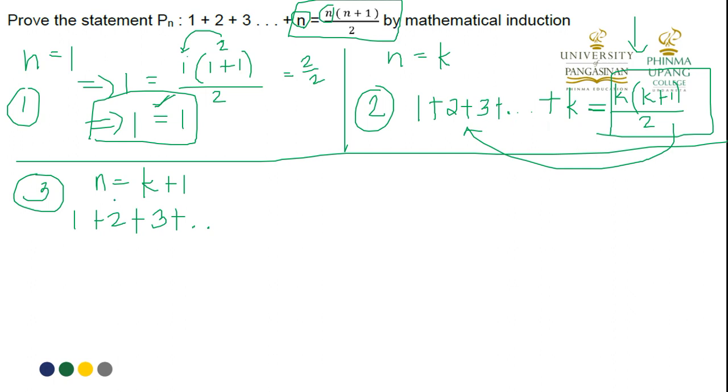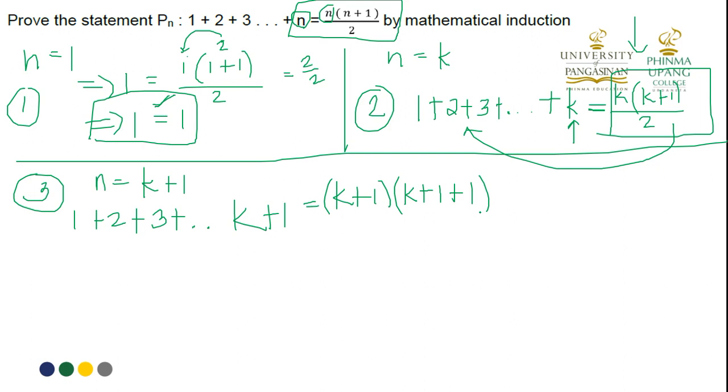Again, ulitin ko. In number 3, papalitan daw natin ng n is equal to k plus 1. So, lahat ng makikita nating k dito, papalitan natin ng k plus 1. Yung k natin diyan is magiging k plus 1. Then, equal sign, yung k ulit is another k plus 1. Close natin siya. Then, another k ulit yung nasa loob, k plus 1. Tapos, may plus 1.